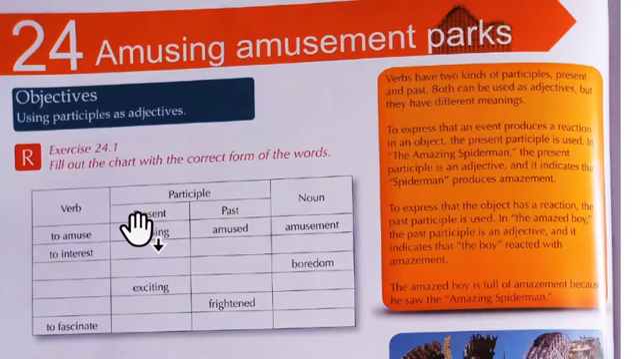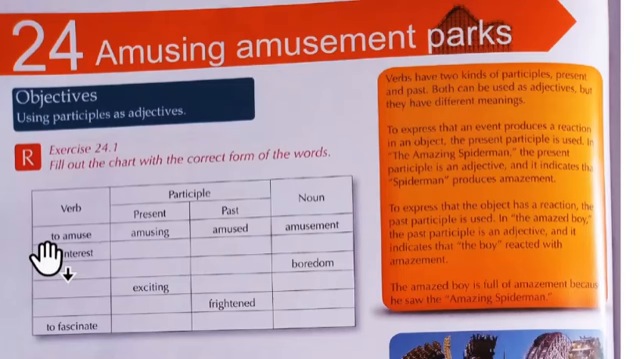Now, as you can see, you have a table and it's divided into three different categories. For example, the columns say the verb, the participle, and the noun. You have to pay attention to the participle because it's divided into present participle and past participle. You need to know what the difference is. Now we're going to start.